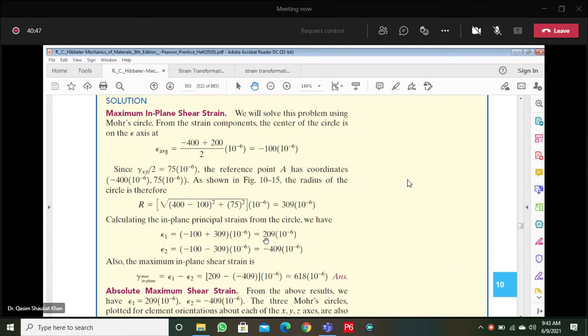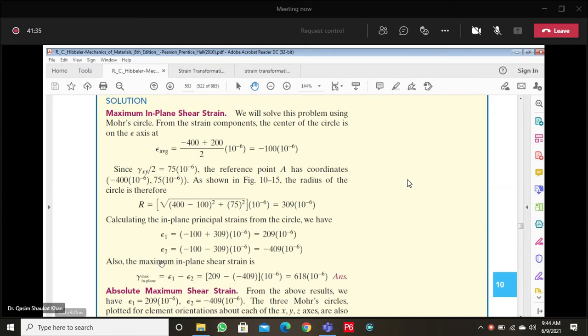Now you can see your epsilon 1 is positive, epsilon 2 is negative. Epsilon 1 is positive 209 microstrains, and epsilon 2 is negative, minus 409 microstrains. Now it means this is the case where one of the principal strains is positive and another one is negative. So in that case, if we want to calculate the absolute maximum shear strain or the maximum in-plane shear strain, they both will have the same values. So the absolute and the maximum in-plane shear strain can be determined as epsilon 1 minus epsilon 2.